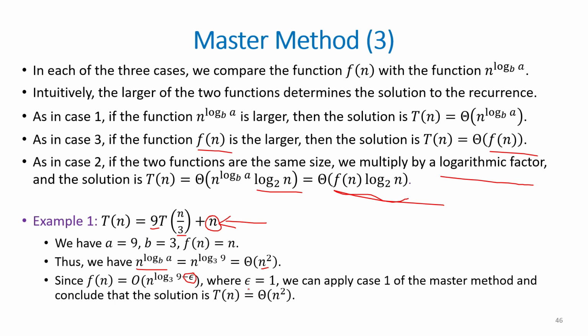So if we take epsilon to be 1, this would be n to the power log base 3 of 9 minus 1, which again is higher than n to the power 1, which would be the order for f of n as we see over here. So since this condition is satisfied, we can apply case 1 of the master method, and we can directly say that the solution to this equation would be theta of n squared.